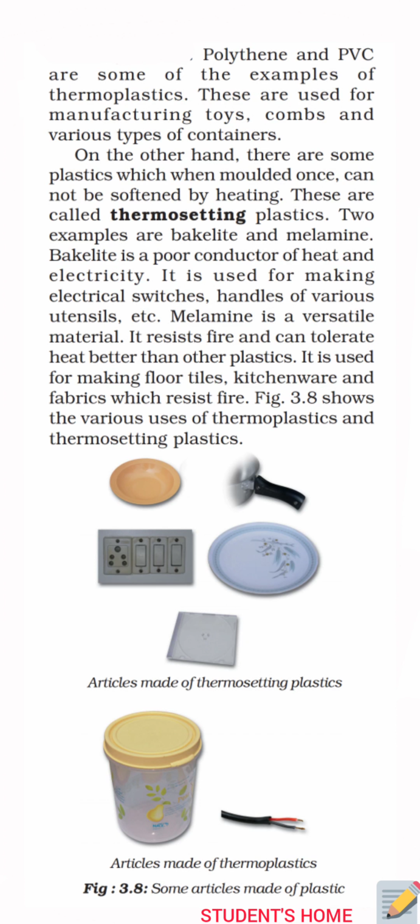As you can see in figure 3.8, here we have given some articles which are made of plastics. The diagrams above are made from thermosetting plastics. For example, this switchboard, this plate, that handle of the utensil, and below you can see the articles made of thermoplastics, where you can see a container and this copper wire.